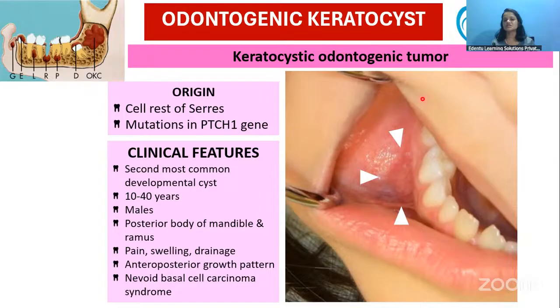So that is one of the characteristic features of OKC, and multiple OKCs are usually seen in a syndrome which is called the nevoid basal cell carcinoma syndrome, or it is also called the Gorlin syndrome.